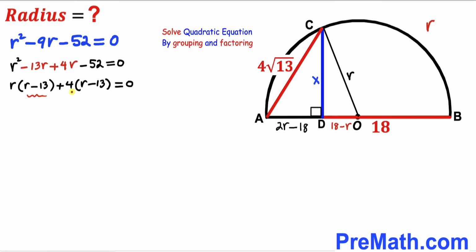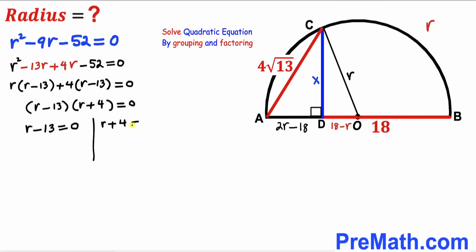And here we can see r minus 13 and r minus 13 are in common. So therefore we can write (r minus 13) times (r plus 4) equal to 0. And since we got these two factors equal to 0, we can separate them. We can write r minus 13 equal to 0, and the other factor r plus 4 equal to 0. For this first factor, r is going to be equal to positive 13, and for this last equation, r is going to be equal to negative 4.